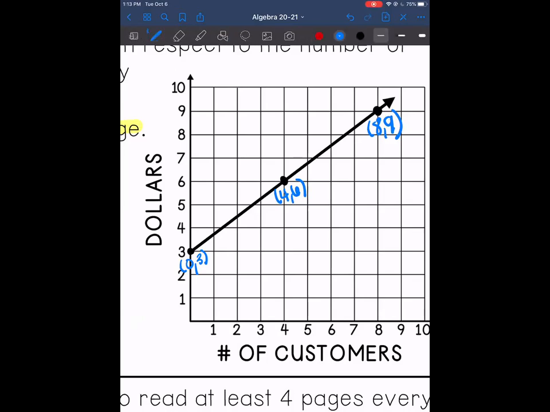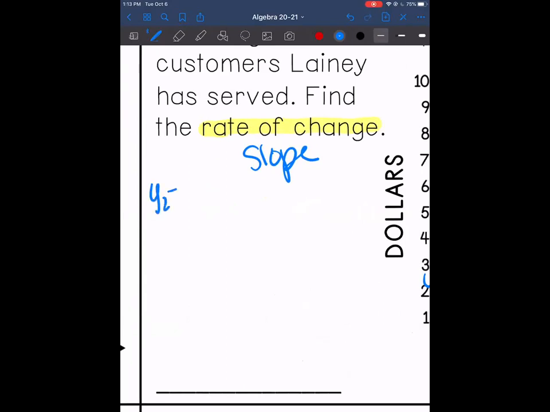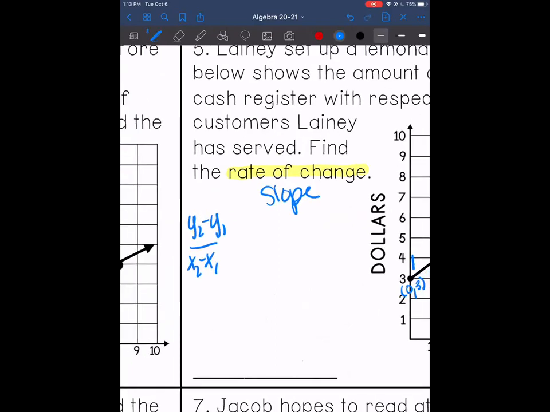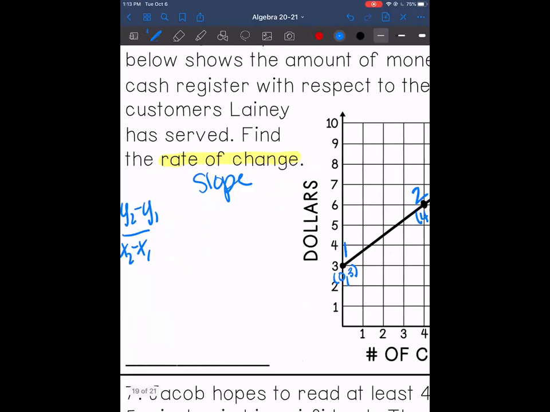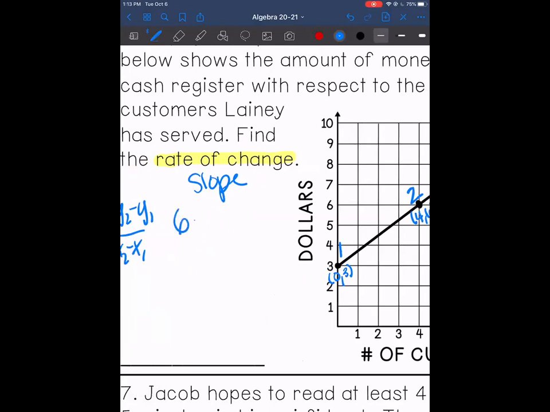So I'm going to say that this is my first point and this is my second point. So y2 minus y1 over x2 minus x1. Once again, reminder, always write your formulas. So I'm going to find the y value of my second point, which is 6, minus the y value of my first point, which is 3, over the x value of my second point, which is 4, minus the x value of our first point, which is 0.